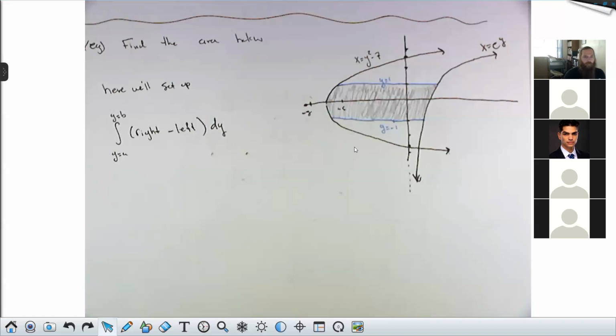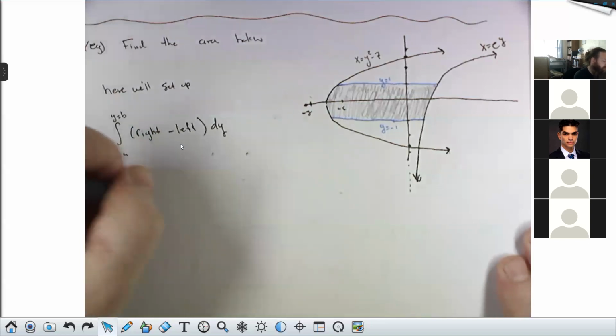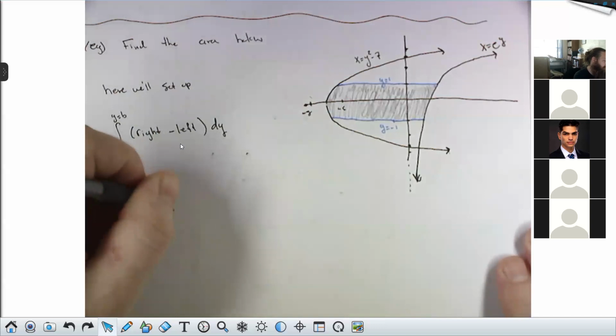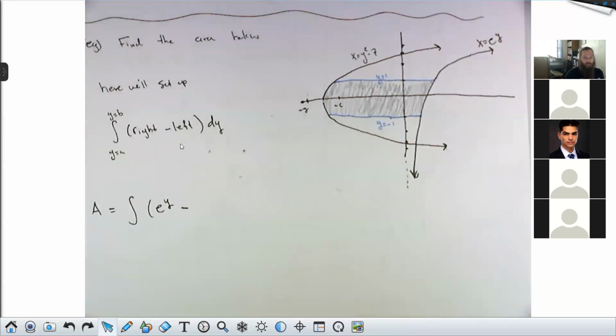All right. So what is my right curve here? X equals e to the y. So specifically, what should I put in the integral? E to the y. Yeah, very good. Just e to the y. And then my left curve? Y squared minus 7. Very good.